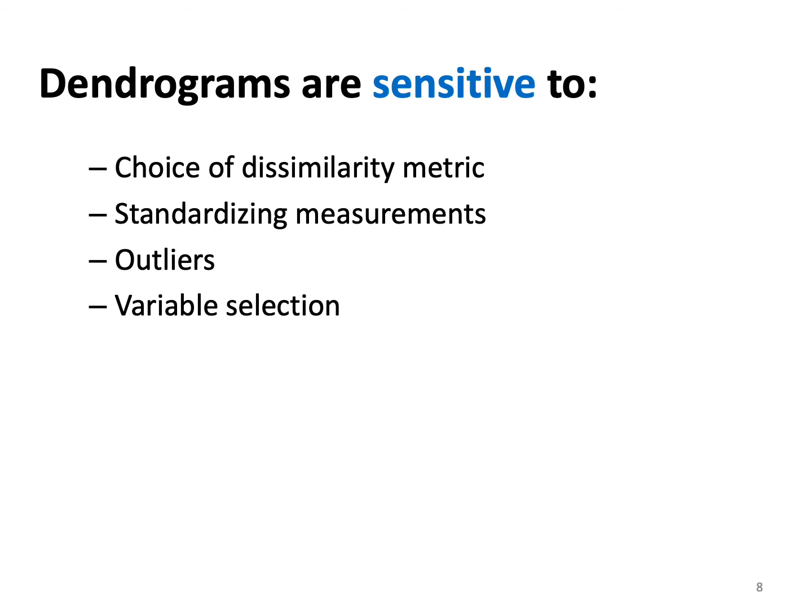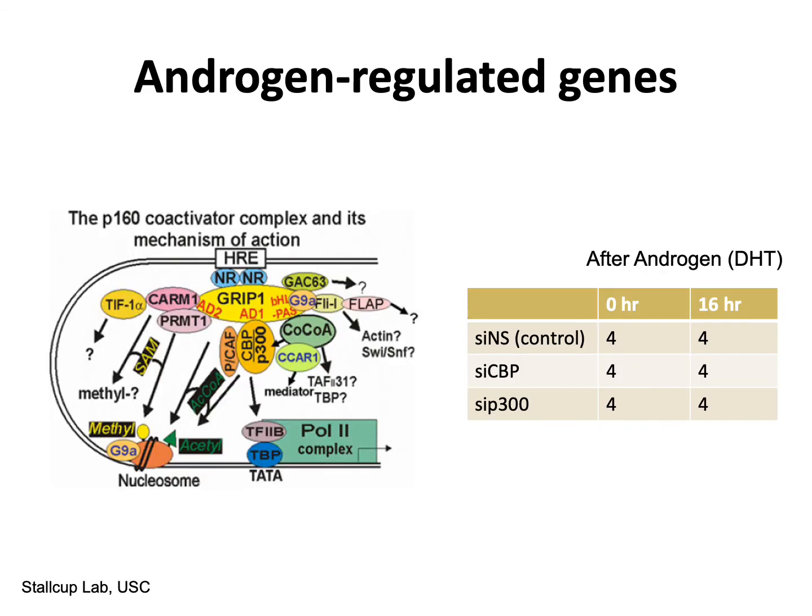Now, these dendrograms are sensitive to several choices we make. One is the dissimilarity metric that I just described, those different choices you have. Another is whether or not you standardize the variables that go into the data set. Outliers, I mentioned those as being influential. And then the variable selection, which variables are in your model that you're clustering. So let's look at the data we've been analyzing in class and consider 2 of those. I'm going to look at the variable selection aspect and the variable standardization and see how they affect our clustering of the data.